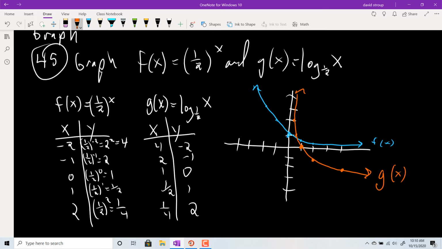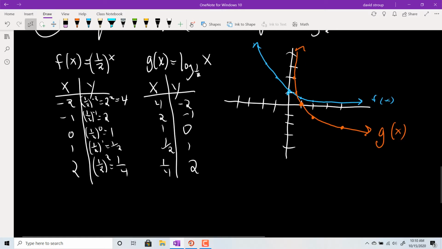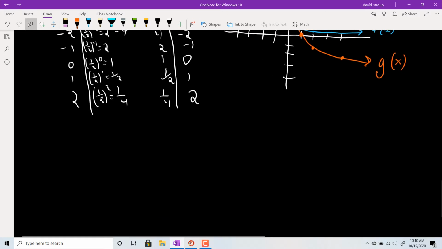And there's our g of x. Okay. Find the domains. So recall finding the domain of a logarithm.